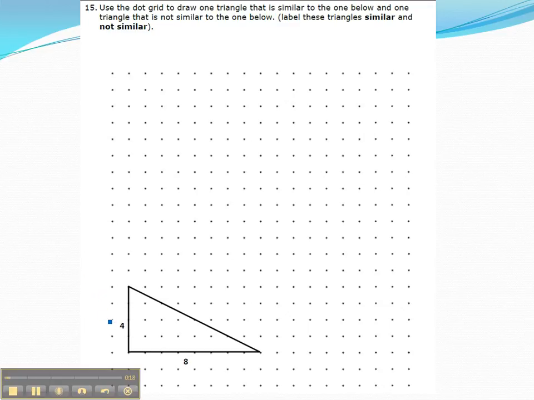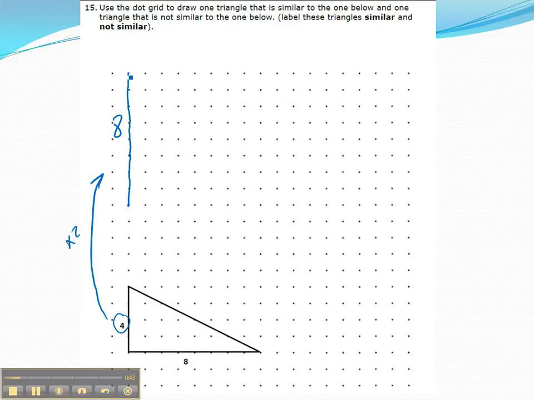So I'm going to apply a scale factor of 2 and multiply 4 times 2 to give me this side, which will be 8. You start at the top. 1, 2, 3, 4, 5, 6, 7, 8. And we're not counting the dots. There are 9 dots, but we're counting the spaces between the dots because those represent our units.